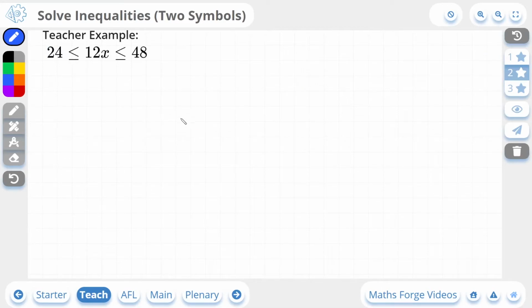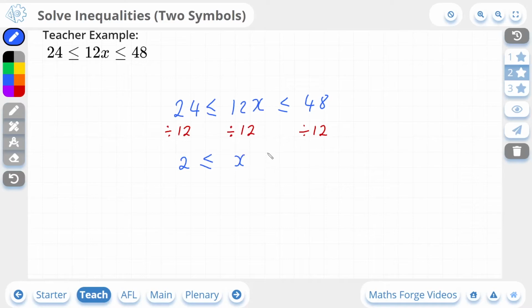We'll do another two-star example. Here we have 24, which is less than or equal to 12x, which is less than or equal to 48. I can see that there is a 12 attached to the x via multiplication, so I'm going to detach it via division. And again, we have to do this to all parts of this inequality. This now gives us 24 divided by 12, which is 2, less than or equal to x, less than or equal to 48 divided by 12, which is 4. And if we check our answer, there it is.